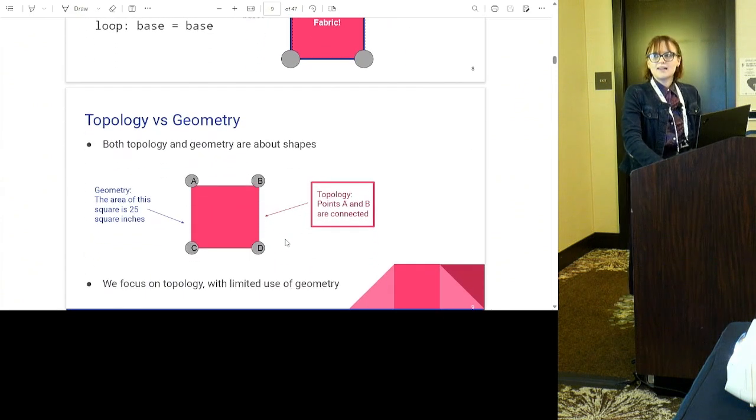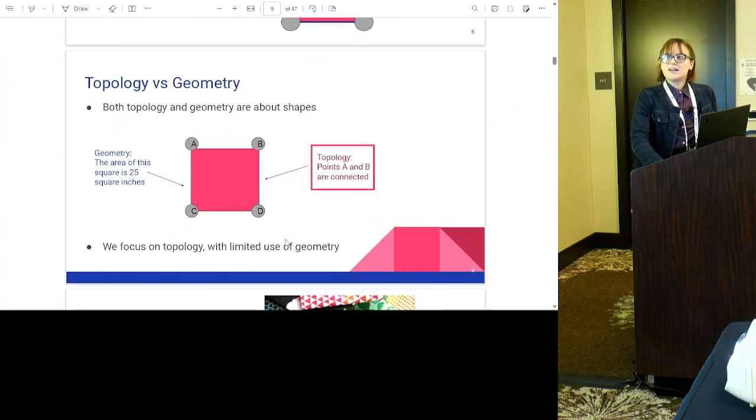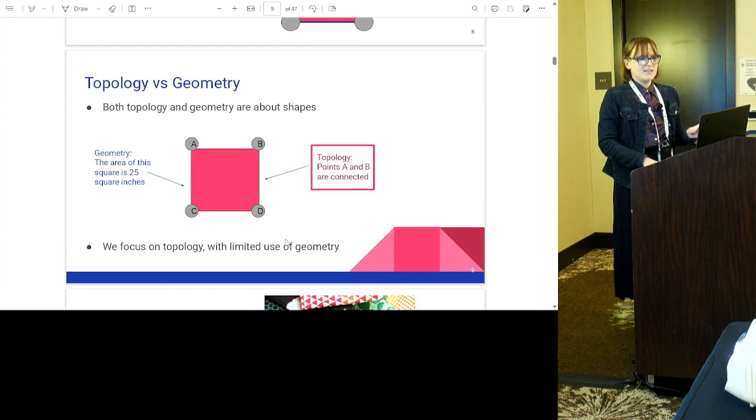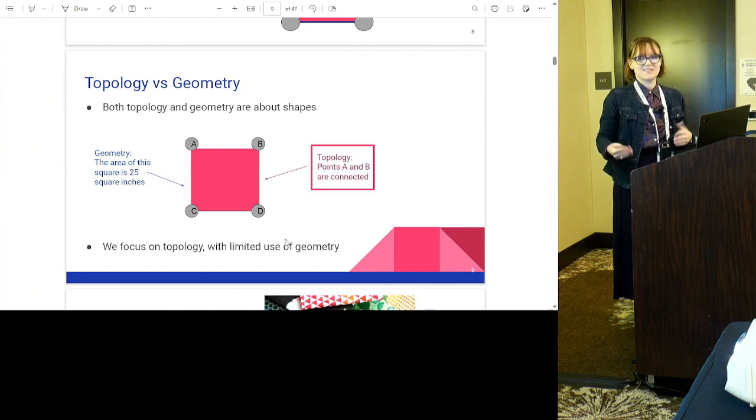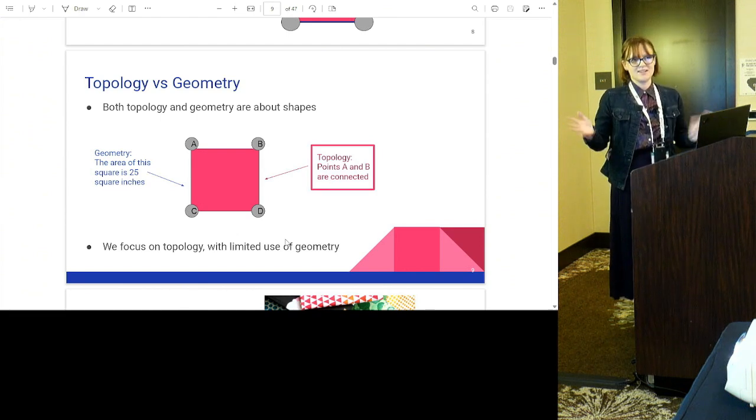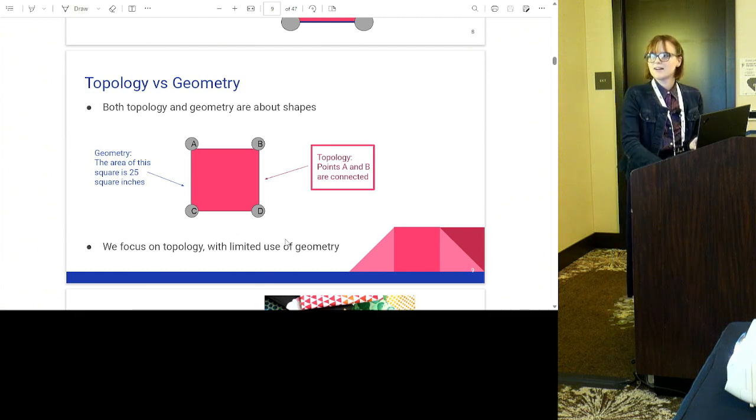So why topology versus geometry? They're both about shapes, and they're both useful to talk about shapes. But the problem with geometry is that you have to get into the nitty-gritty details of where things actually are. And we're more interested in the higher level structure of the quilt itself. We focus on topology, but there are still a few little sprinkles of geometry from design changes throughout the development of this language so far that will probably be eliminated as we develop this work further.